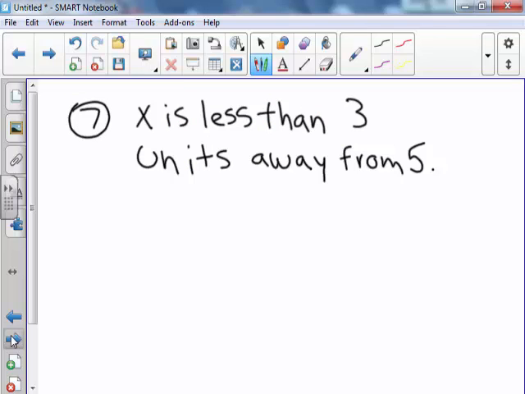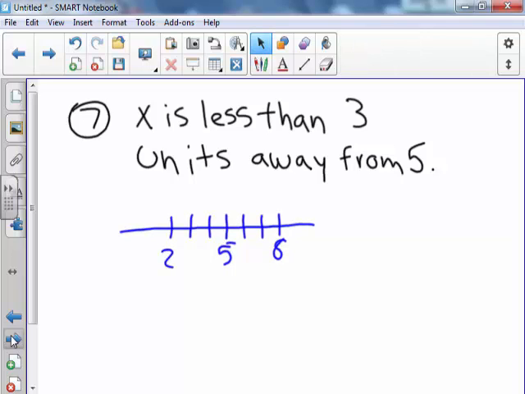All right, so now we have to come up with an inequality here. x is less than 3 units away from 5. So the first thing I'm going to do is just draw a number line and put 5 in the middle. 3 units above would be 6, 7, 8. 3 units below, 4, 3, 2. So we know less than doesn't have a closed circle, so we're going to put 2 open circles there, and it's telling us to shade in the middle.